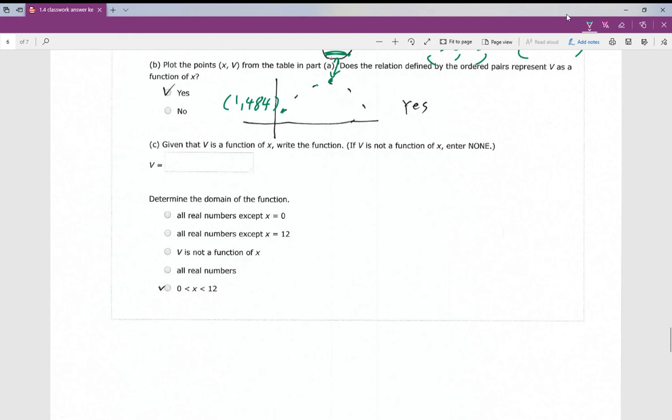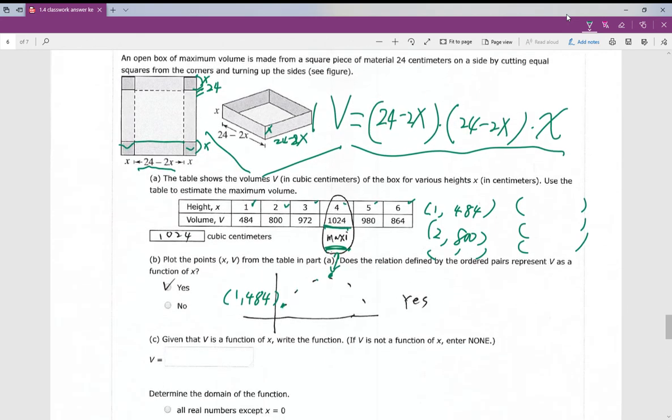Part C, why did I choose this answer? The x needs to be between 12 and 0. Why? Because the length needs to be positive, right? 24 take away 2x. This is a word problem.